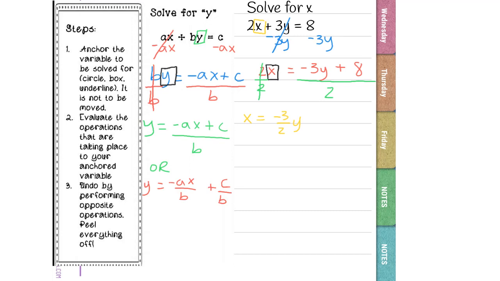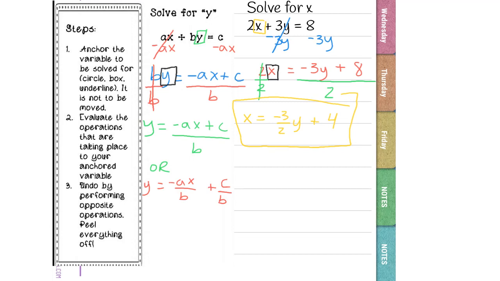Now, can I divide this 8 divided by 2? Can I reduce this? Can I simplify this? Yes, I can. What is 8 divided by 2? Well, that is 4, and that's a positive 4. So I'm going to do that. This is my final answer.